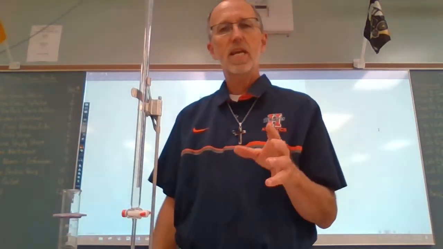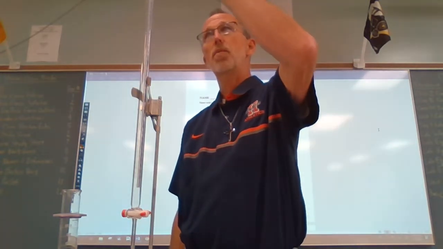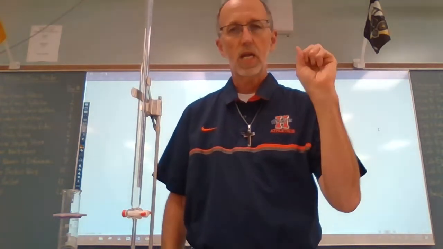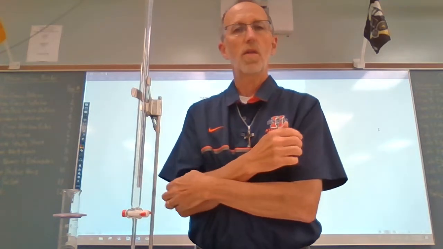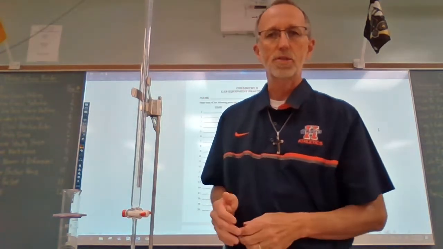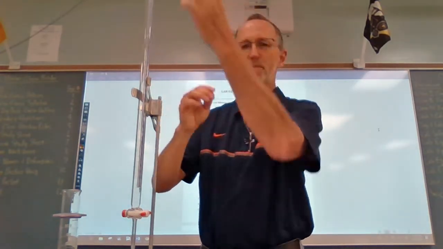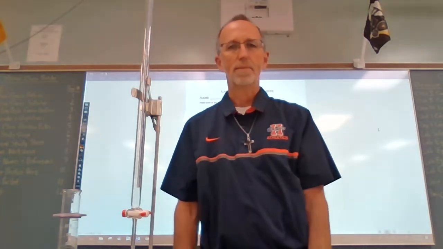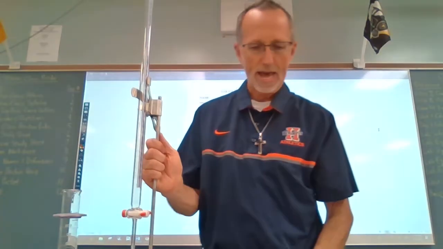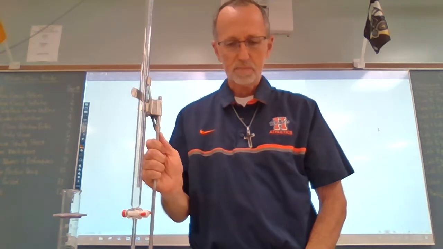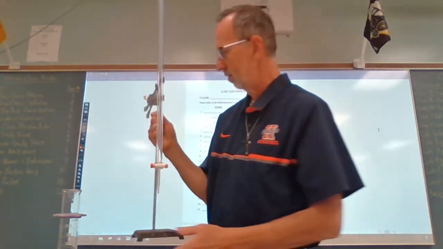When you want to release 10 mLs, the 0 is at the top. When you get to 10, cut it off. So the numbers are in reverse order. That's because you're releasing it from the top down to the bottom. So this is a burette. It is used to dispense a specific volume of liquid.